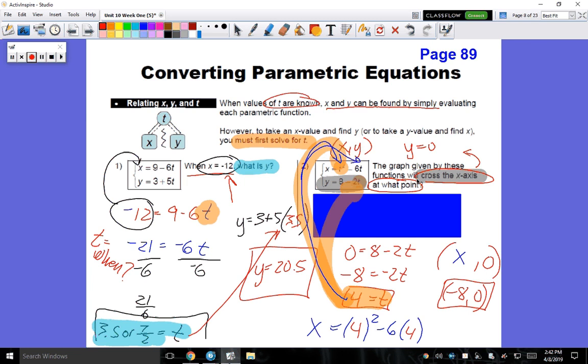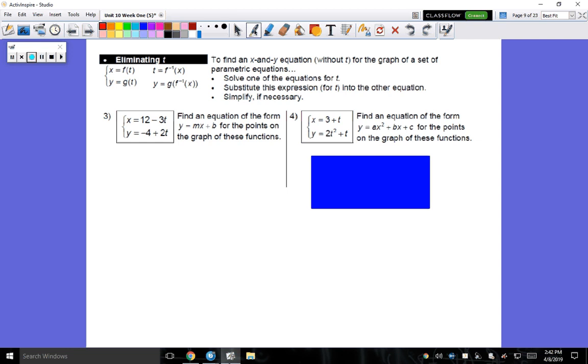Any questions right now? Again, reminding yourself that you have to find that parameter of time that exists in between them that shares that relationship. Okay?